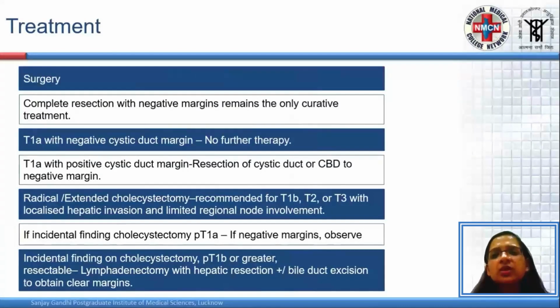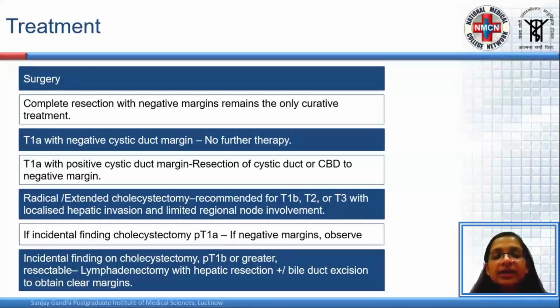Coming to the treatment, if it is a localized disease, if we are able to grasp it at an early stage, surgery is the mainline of treatment, and complete resection with negative margin remains the only curative treatment. Following surgery, if the diagnosis comes as T1A with negative cystic duct margin, no further therapy is required. If it comes T1A with positive cystic duct margin, we should go ahead with resection of cystic duct or CBD to negative margin. Radical or extended cholecystectomy is recommended for T1B, T2, or T3 with localized hepatic invasion or limited regional node involvement.